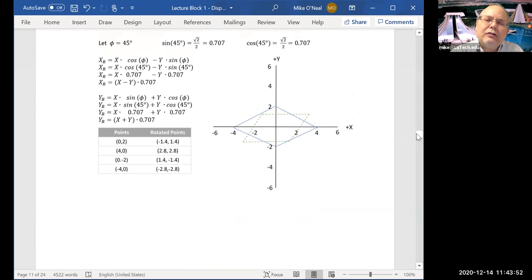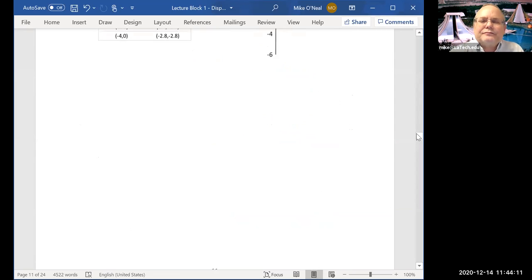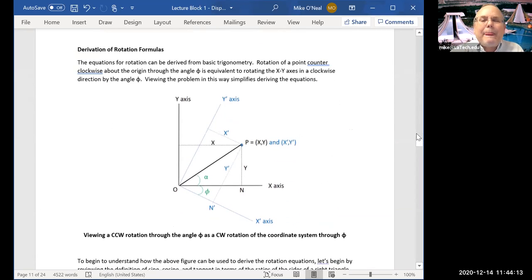So here you can see that it was a 45-degree counterclockwise rotation. We're supposed to erase it because I hit the little button.